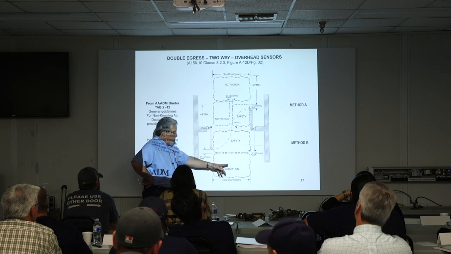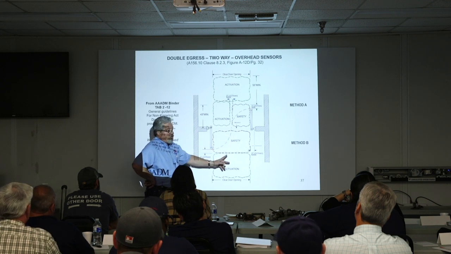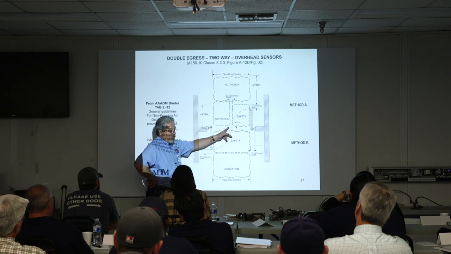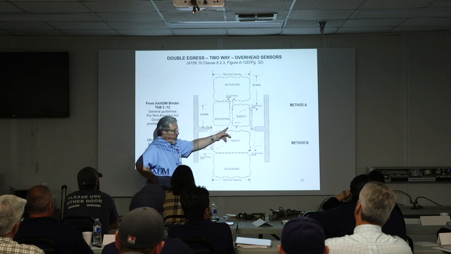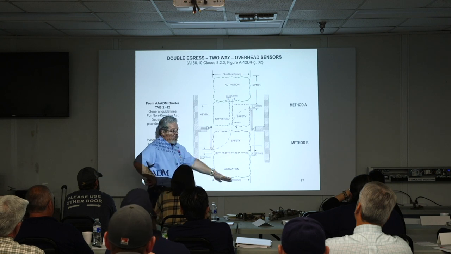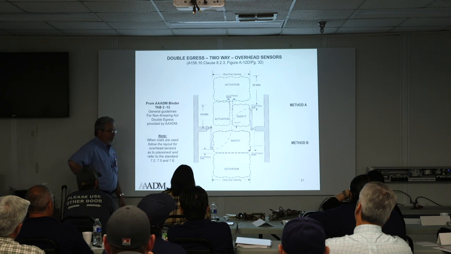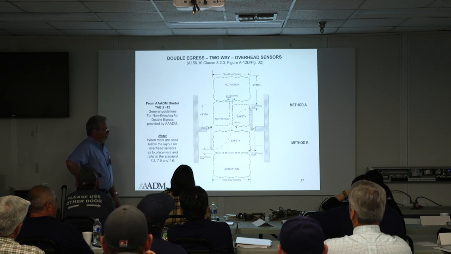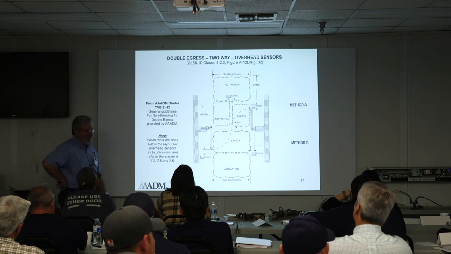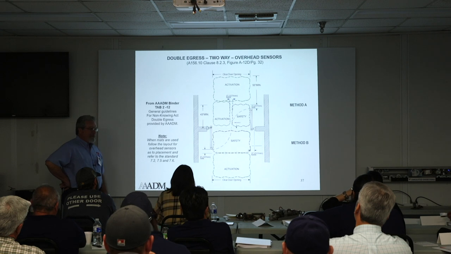Well, the activation sensor would also see the door if it was mounted on the header. And you don't want to lock out the activation, otherwise the door won't open. So you have to get that activation sensor out away from the arc of the door so that it doesn't detect the door movement. Like I said, two-way traffic is always a pain through swing doors. It just is. Okay.